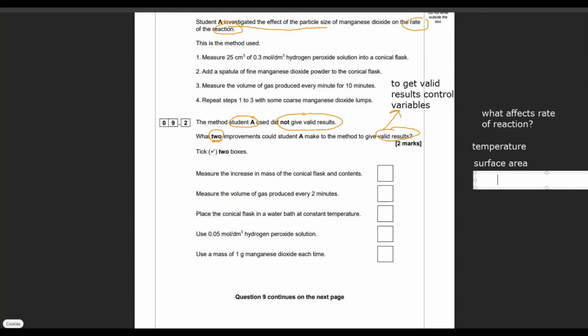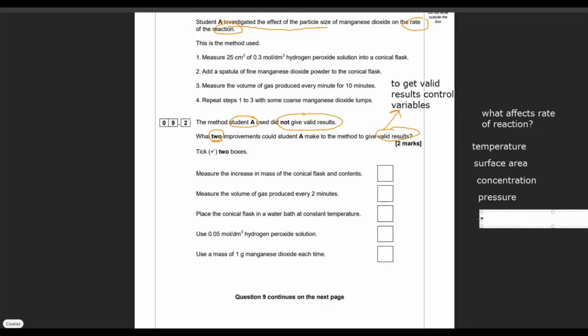We need to think about what 4 things affect the rate of reaction, and you should know these off by heart. You've put them on a revision card, so you can change the rate of reaction using temperature, surface area, concentration, or pressure. Now, they have not controlled all of these things, but they've controlled some. So we have to select which one they should control. They shouldn't control the surface area because that's what they're changing, the effect of particle size. So that one's not relevant.